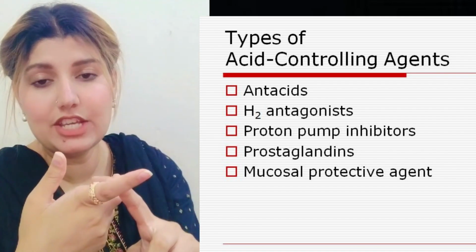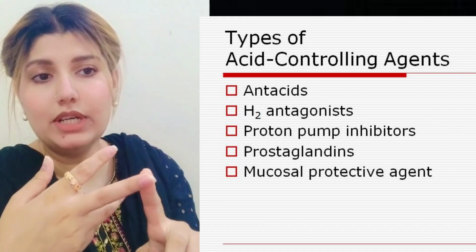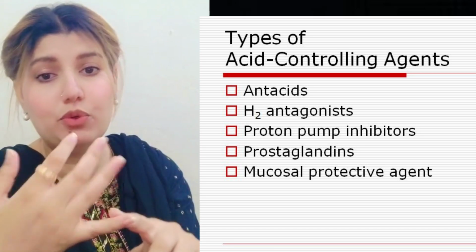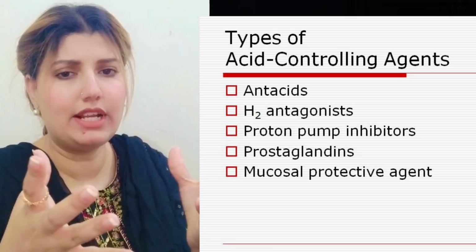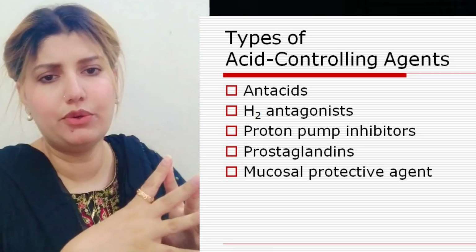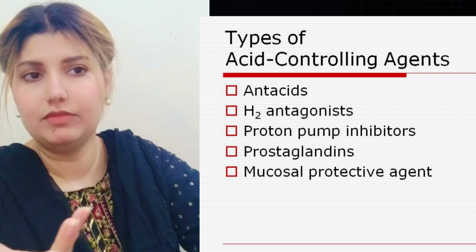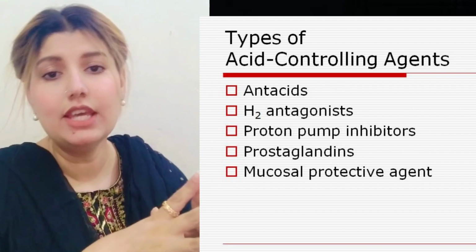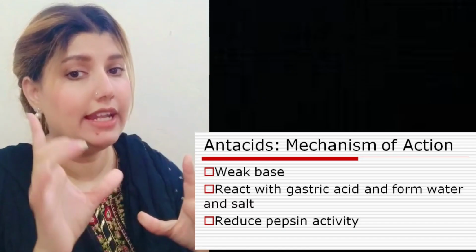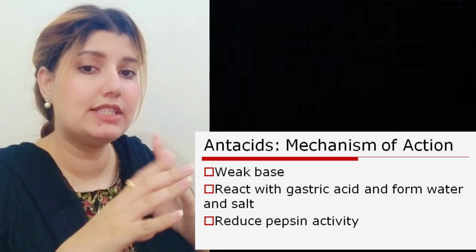The second one is the H2 antagonist. The third one is the proton pump inhibitor, then the mucosal protective agent and prostaglandin. These drugs are all going to control the acid. You can say these are the acid controlling agents. So the first drug is the antacids. Now we are going to discuss the first class.